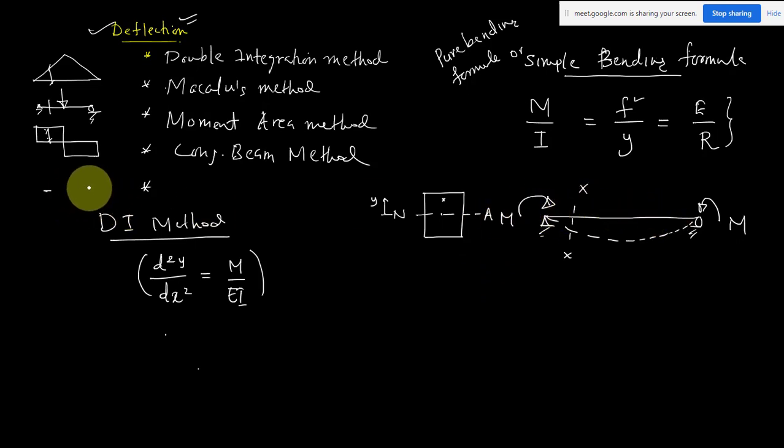We have a simply supported beam and at the two ends you apply some moment. So what is the moment diagram for this case? Yesterday also we discussed, this is the moment diagram, a uniform value of M, if this is M, correct.